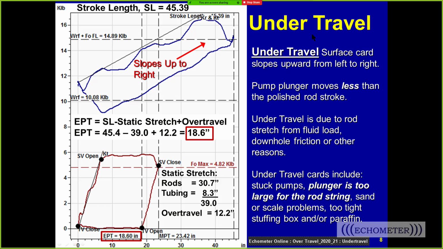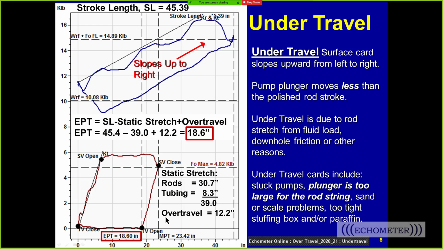So this is an example of an under travel card, and what under travel means is that the surface stroke is much longer than the pump stroke. And in this case, our pump stroke is only about 18 inches long. And so the slope of the surface card is the slope of the stretch of the rod string. So the rods are stretching, and also the tubing is moving. The tubing is unanchored. And so we have 30.7 inches of rod stretch picking up the fluid load, and 8.3 inches of tubing movement from the fluid load being transferred back and forth.